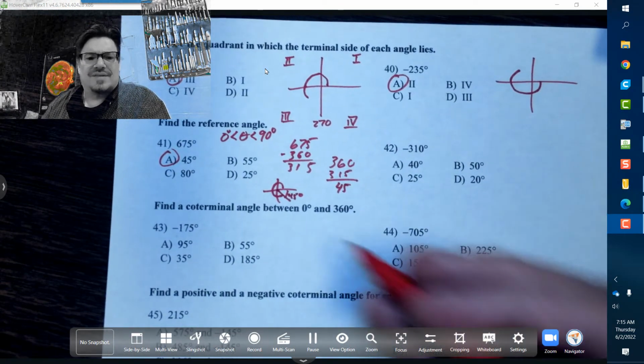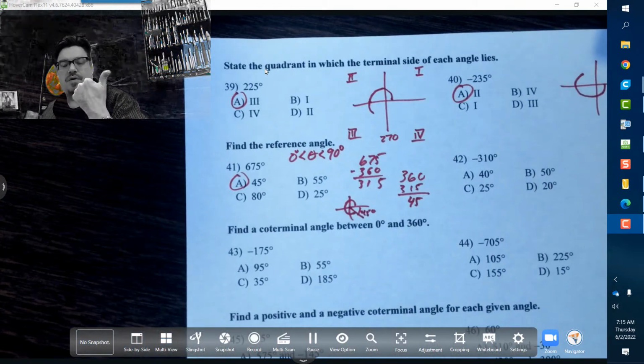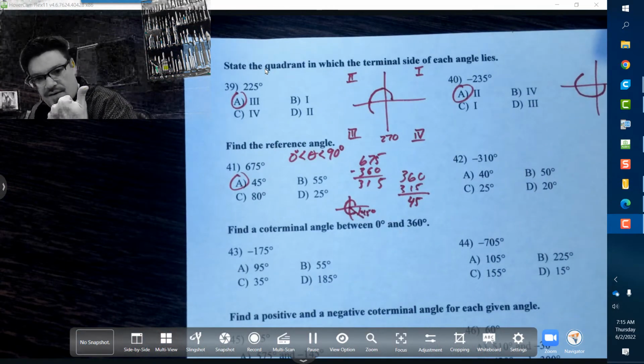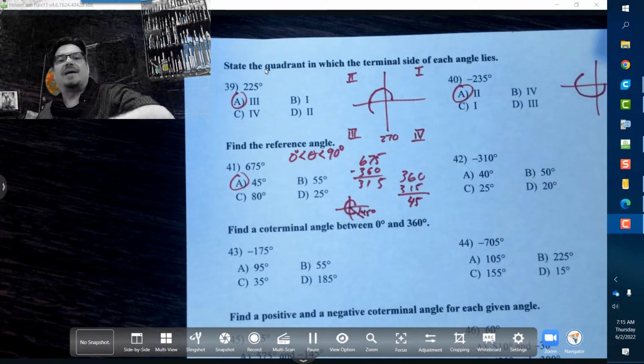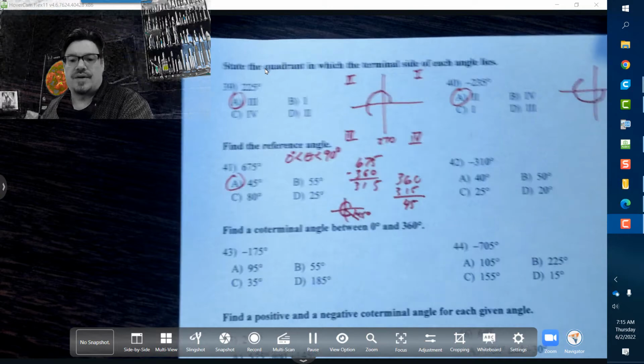Now, a reference angle just means that the sine, cosine, and tangents are all the same for all of those families of 45-degree angles. It just depends on what quadrant you're in.